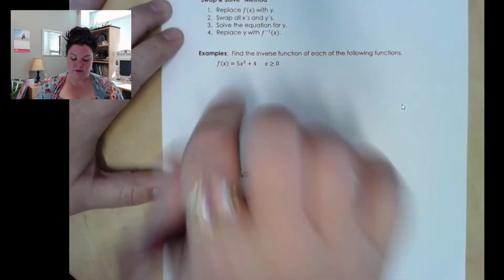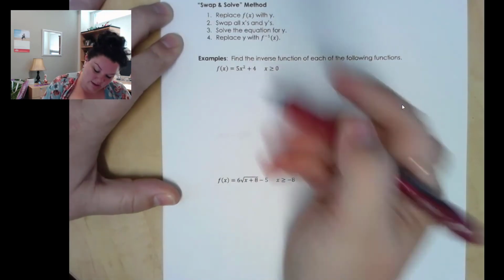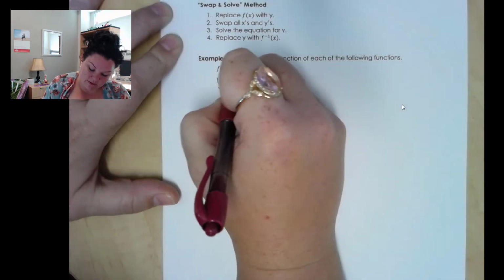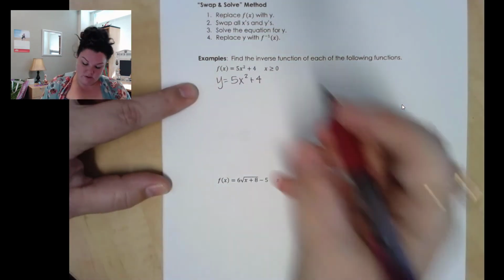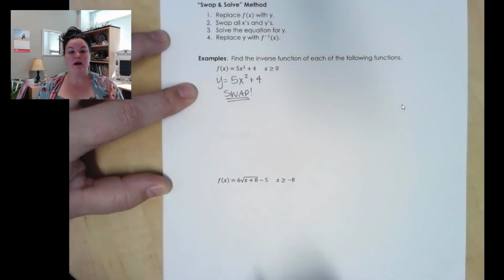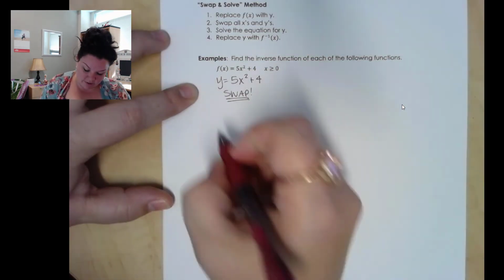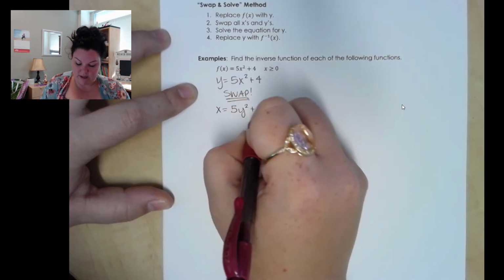All right, so we're going to use our steps here. We're going to replace our function with y. So I'm just going to write this as y equals 5x squared plus 4. And then we're going to swap. So I want to swap all of my x's with all of my y's. Anywhere I see a y, I'm going to write an x. Anywhere I see an x, I'm going to write a y.